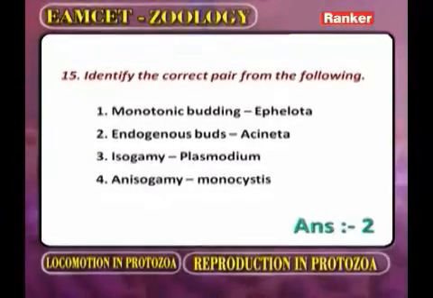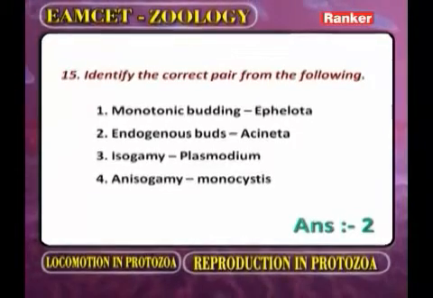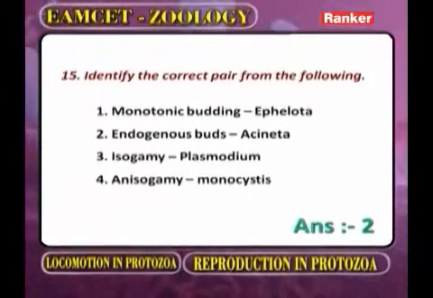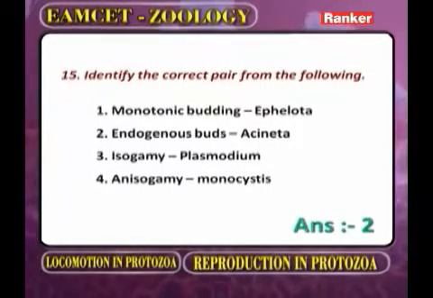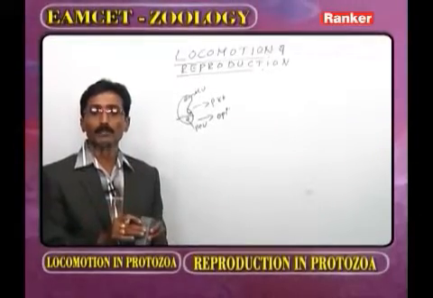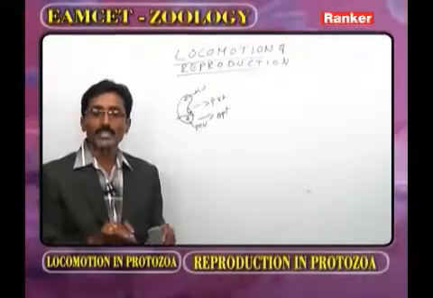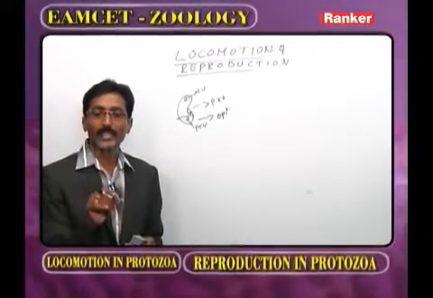Identify the correct pair from the following. Now, what is meant by monotonic bud? Only one bud forms. What is the second one? Endogenous bud. The bud develops inside the body. What is meant by isogamy? Fusion of similar gametes. What is meant by anisogamy? The fusion of dissimilar gametes.